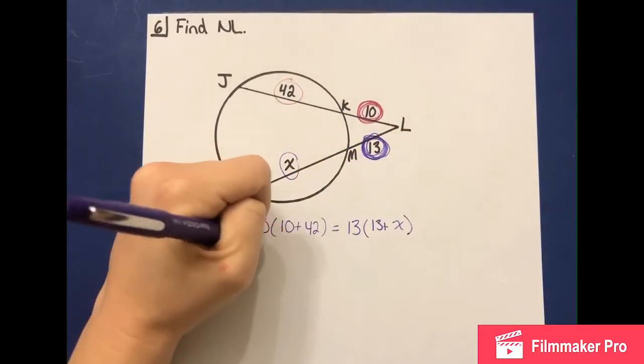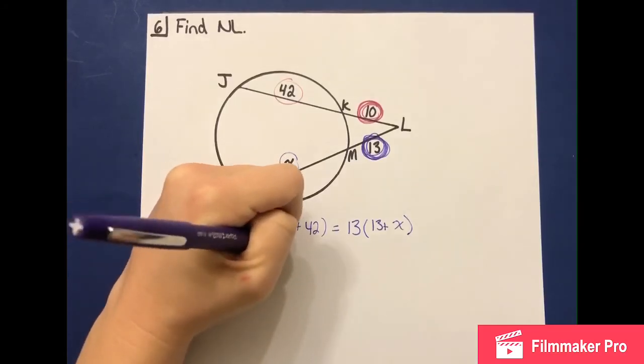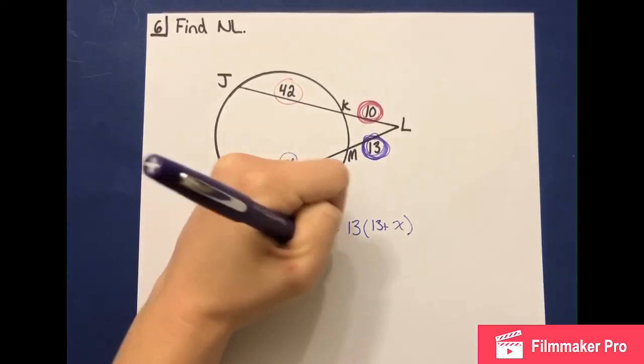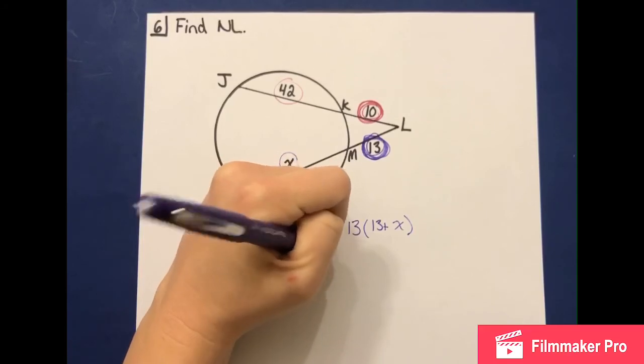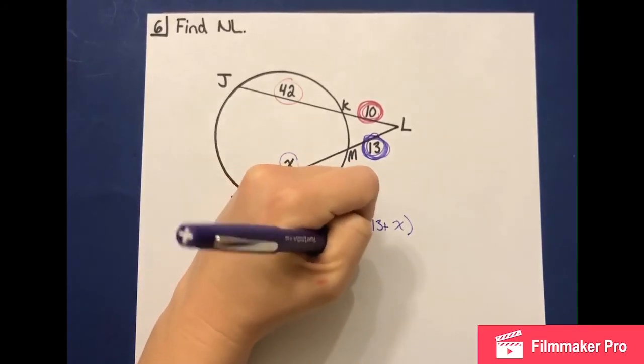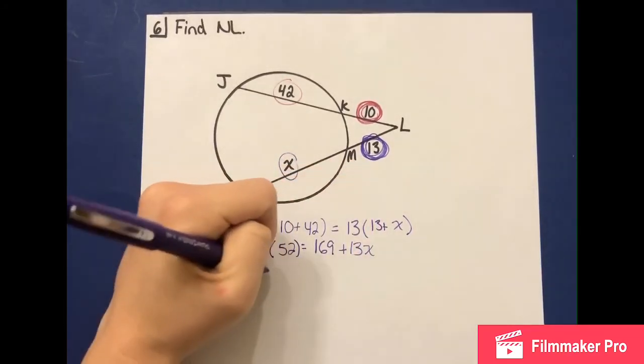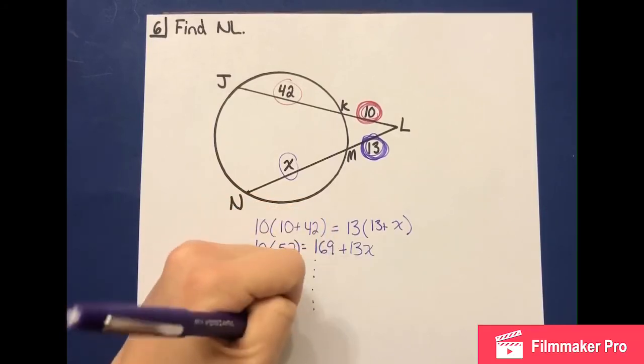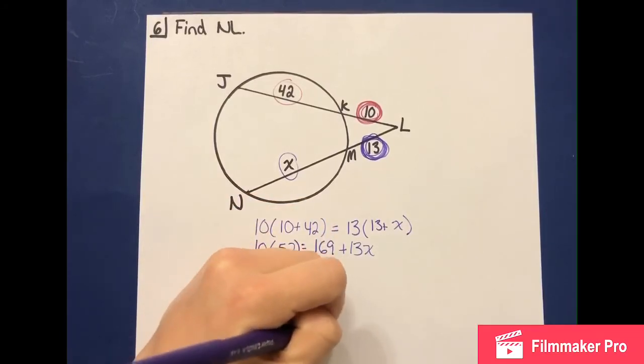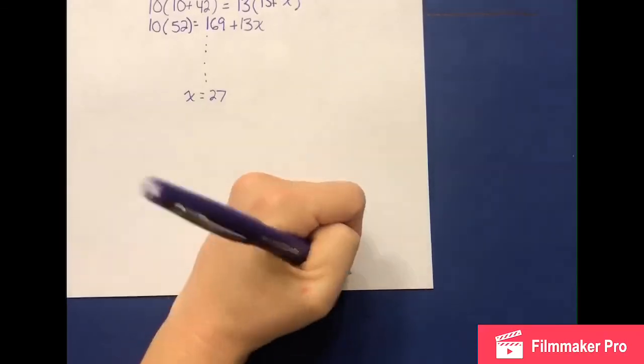Okay, I get 10 times 52 equals 169 plus 13x. Okay, solve that down. You get x equals 27, and that's my answer.